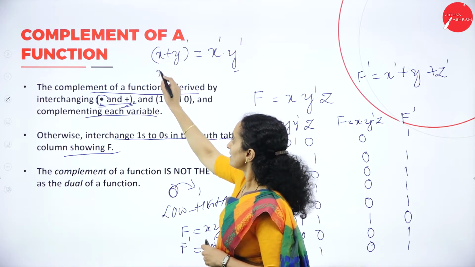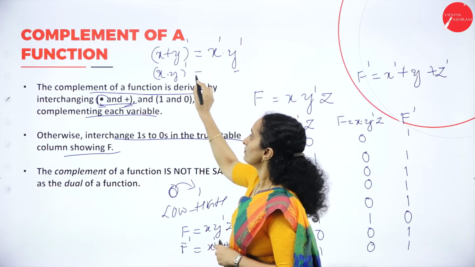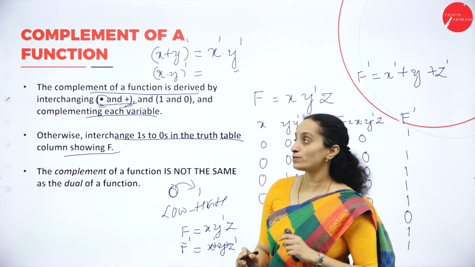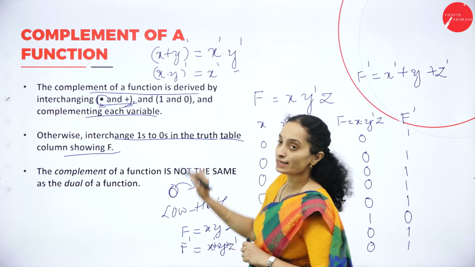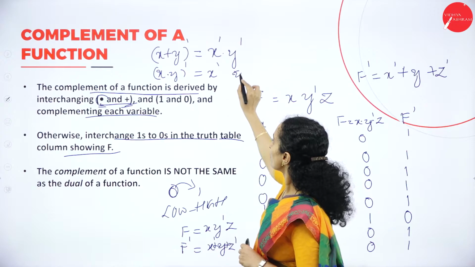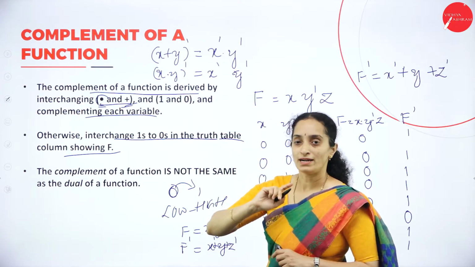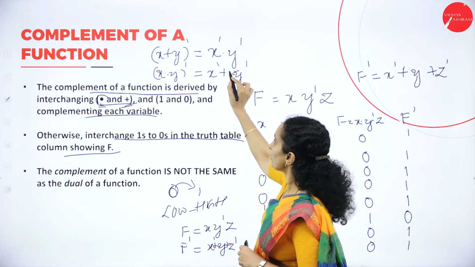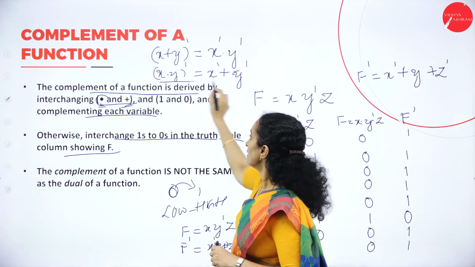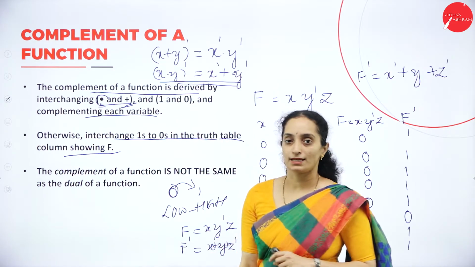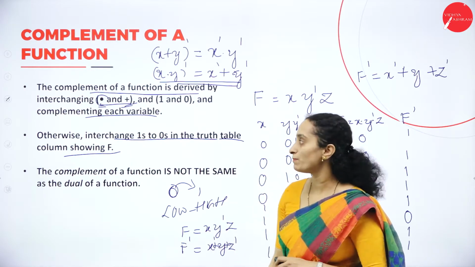In the same way, if you have x into y and you want to find the complement of x into y, you will get x dash, and the complement of y is y dash. Here you have the multiplication operator, it will become the plus operator, is it not? So these are the two De Morgan's theorems. Using these theorems, you can find the complement of a function.